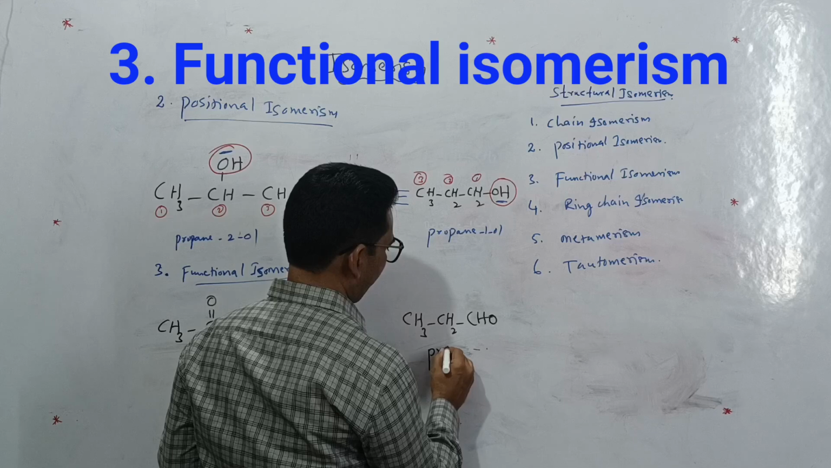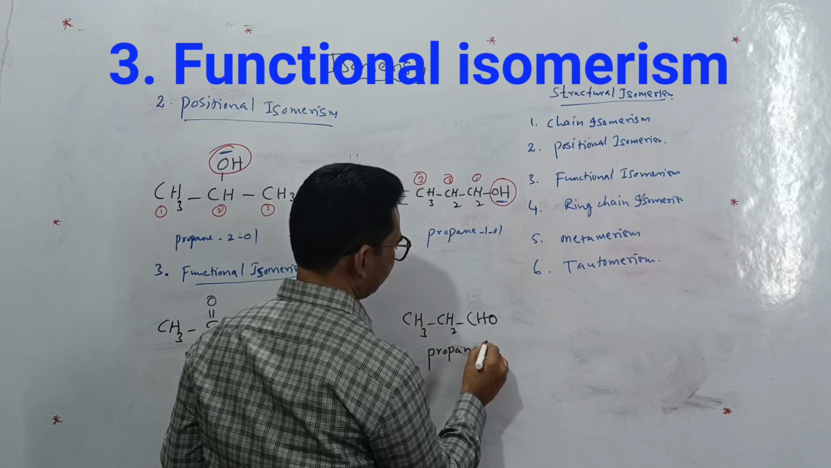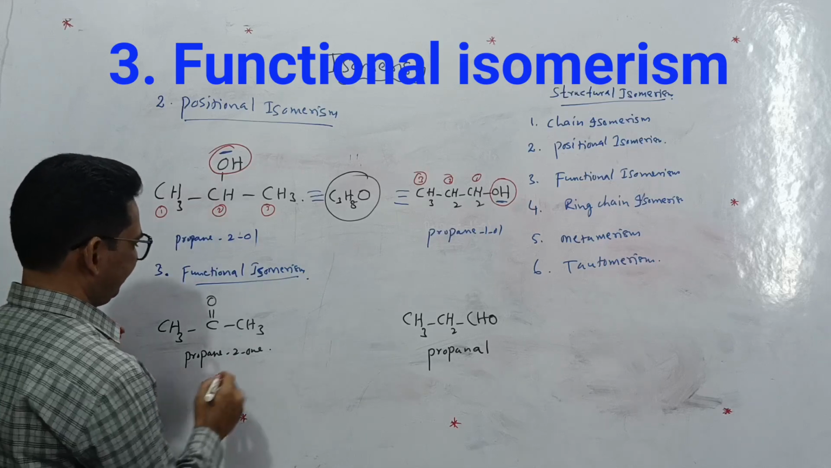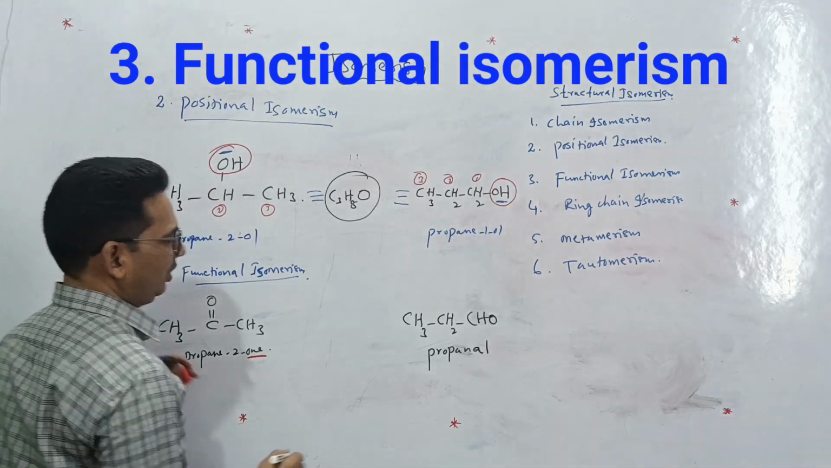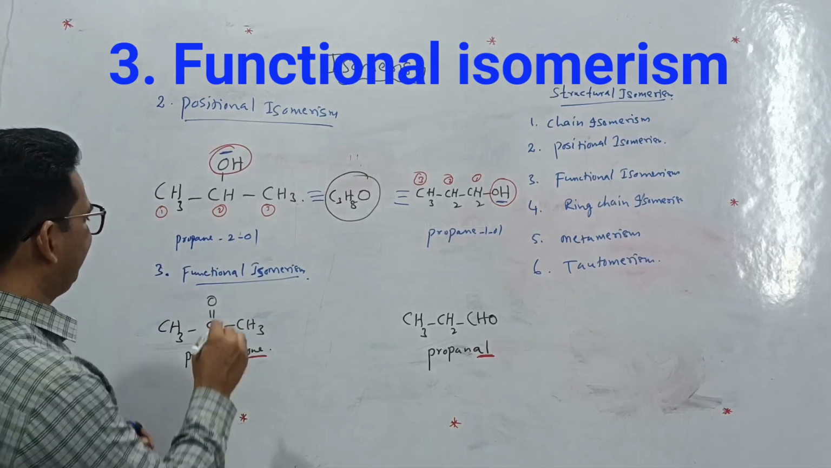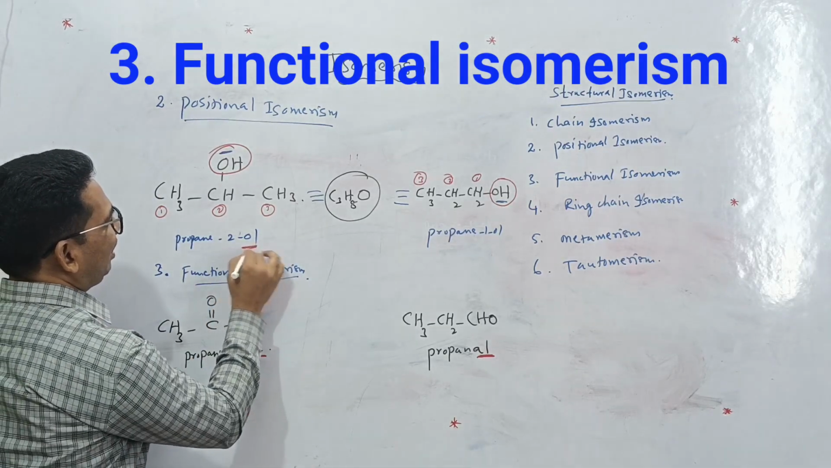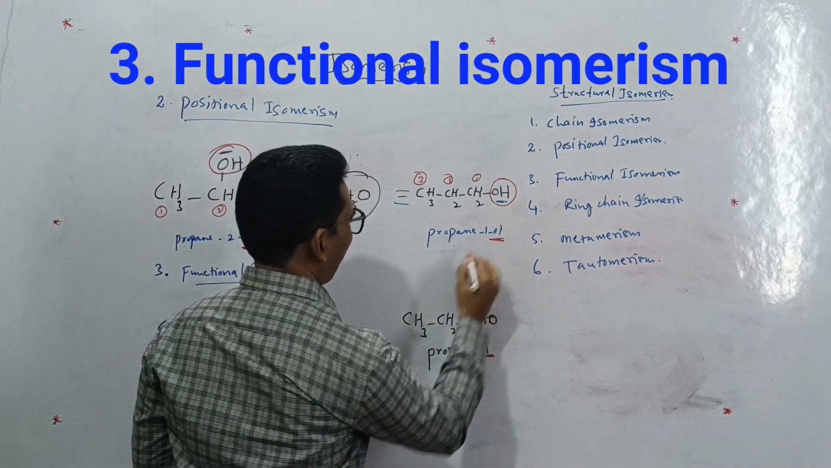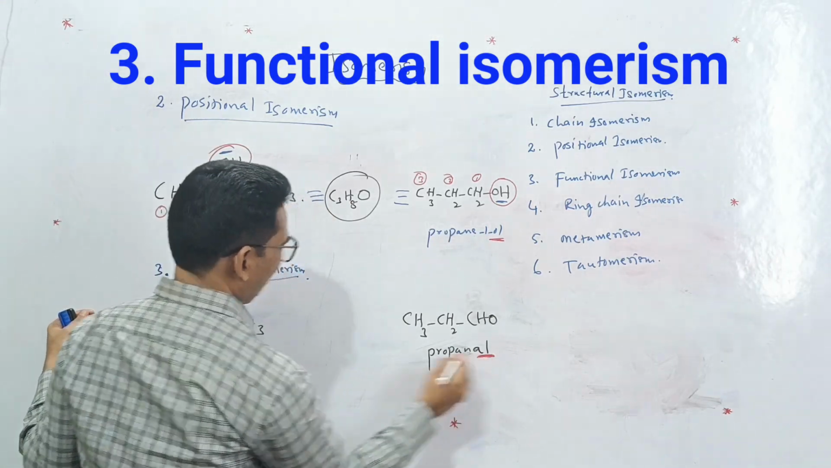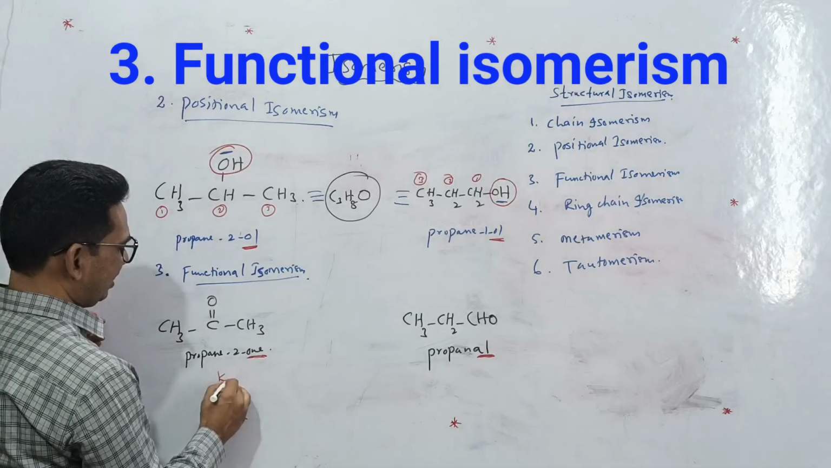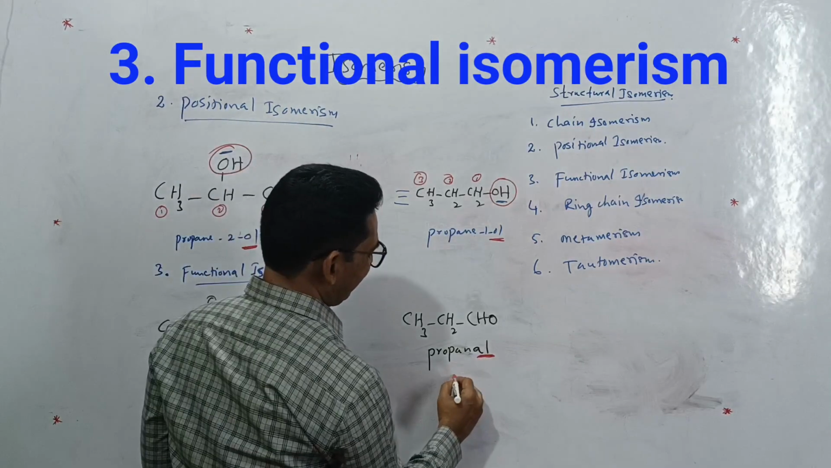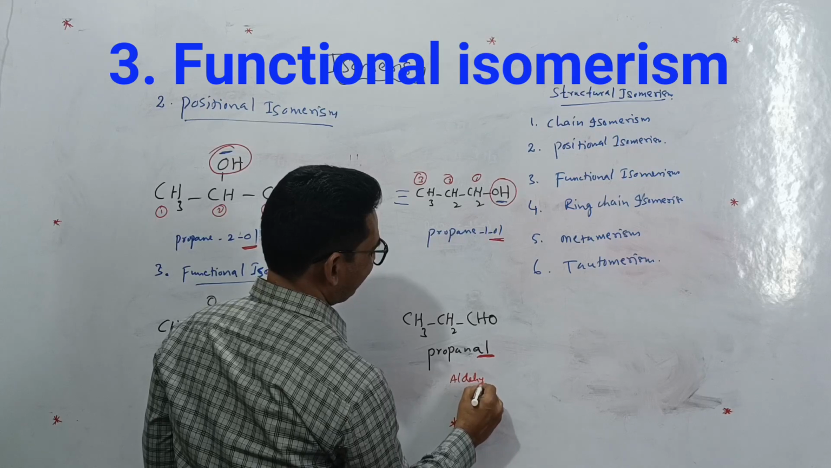This is called propanol. See the difference here. One is -one, another one is -al. But in this case, both are -ol. Here one is -one, the other is -al: this is the ketone, and this is the aldehyde.